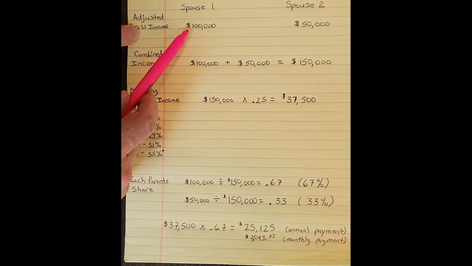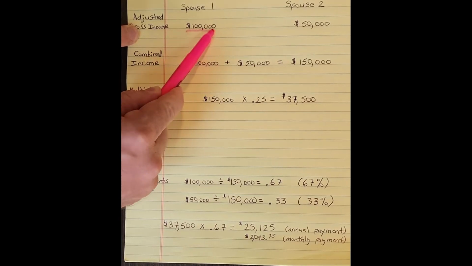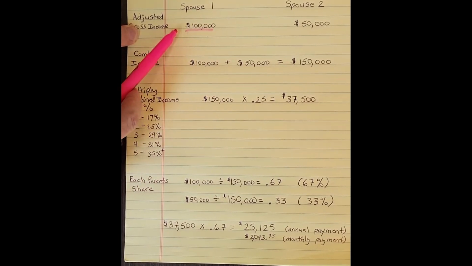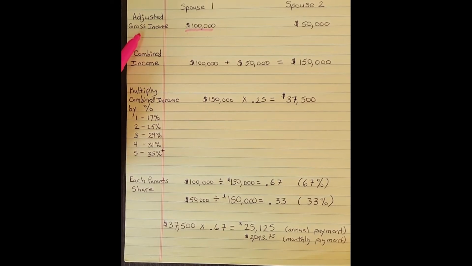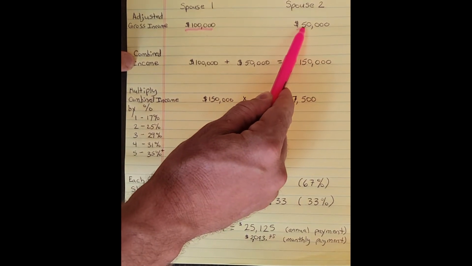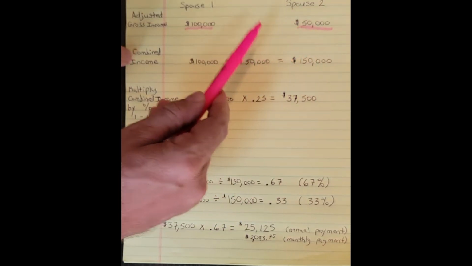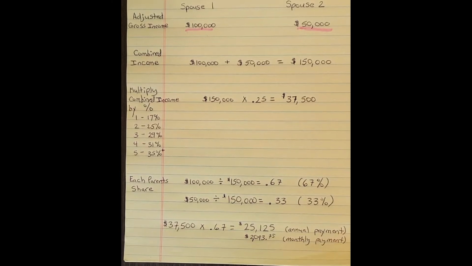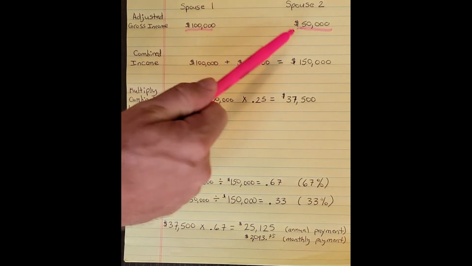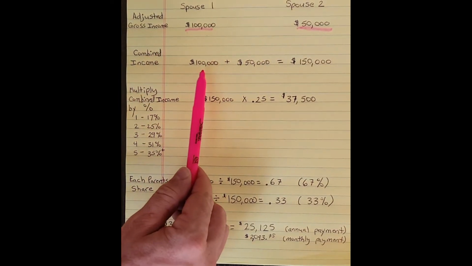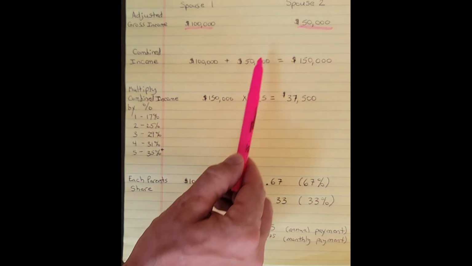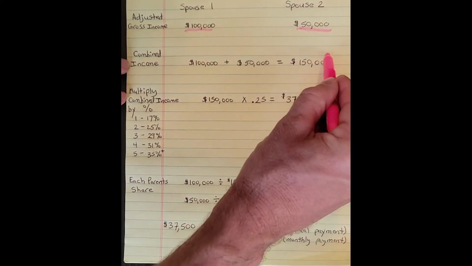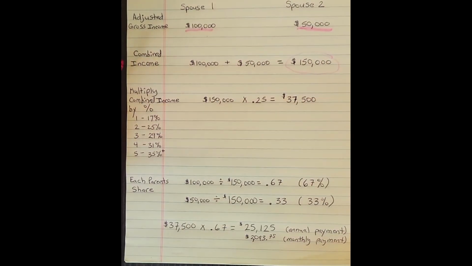So in this example, spouse one has $100,000. That's adjusted gross income, again, after deducting those taxes that I mentioned. And spouse two is going to have $50,000 adjusted gross income after deducting the relevant taxes. That's step one. Step two, you combine the income of each spouse. So you're going to take spouse one, $100,000, plus spouse two, $50,000, and you're going to come up with $150,000. That's the combined income of each spouse.